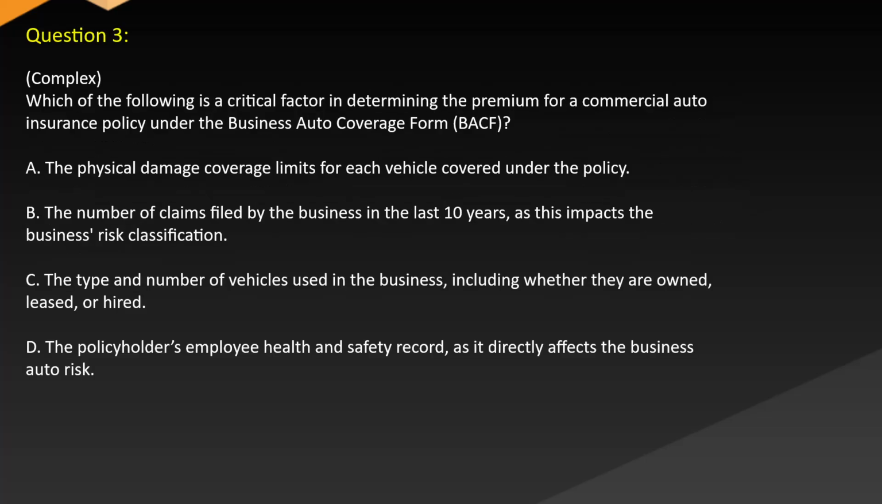Question 3. Complex. Which of the following is a critical factor in determining the premium for a commercial auto insurance policy under the business auto coverage form (BAC)? A. The physical damage coverage limits for each vehicle covered under the policy. B. The number of claims filed by the business in the last 10 years, as this impacts the business risk classification. C. The type and number of vehicles used in the business, including whether they are owned, leased, or hired. D. The policyholder's employee health and safety record, as it directly affects the business auto risk.